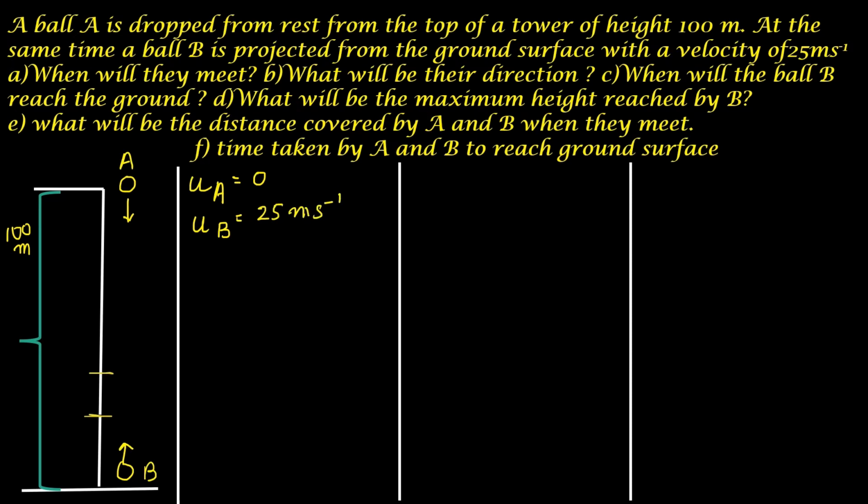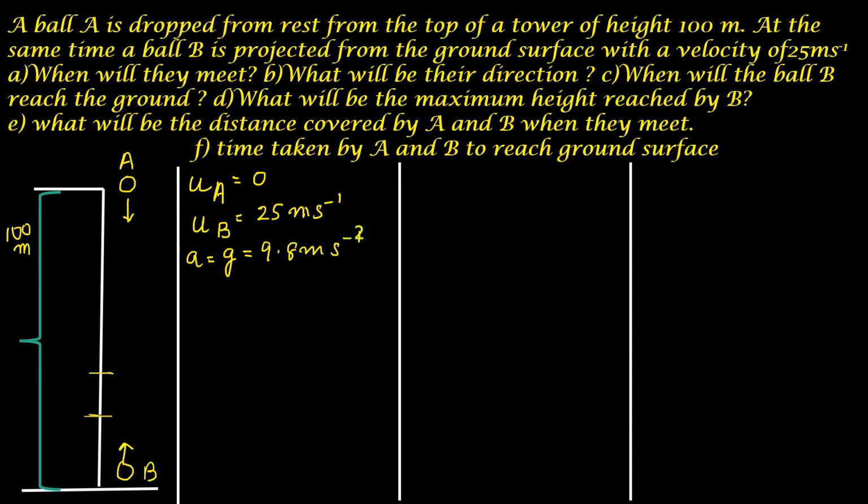The two balls are moving in vertical direction. One is moving downward and the other is moving upward. So their acceleration A will be equal to acceleration due to gravity, which is a constant, and it is equal to 9.8 meter per second square.